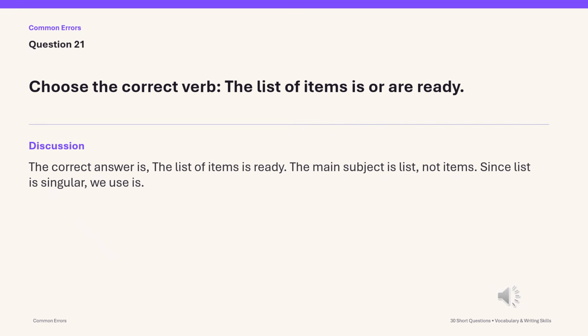The next question is about subject-verb agreement. We have to choose from two options given. The list of items is or are ready. Now, the correct verb here is is. The main problem here is that many students may think that the verb is are because the word items is plural. But the main subject is not items. Rather, the main subject is list, which is singular. So the correct sentence is the list of items is ready. Remember that the verb must agree with the main subject and not with the nearest noun.